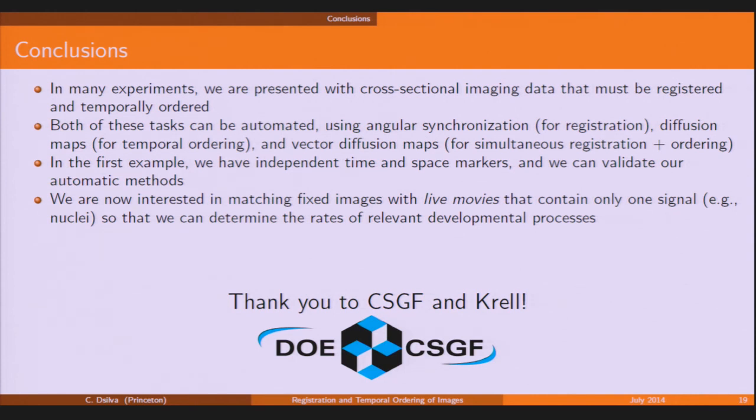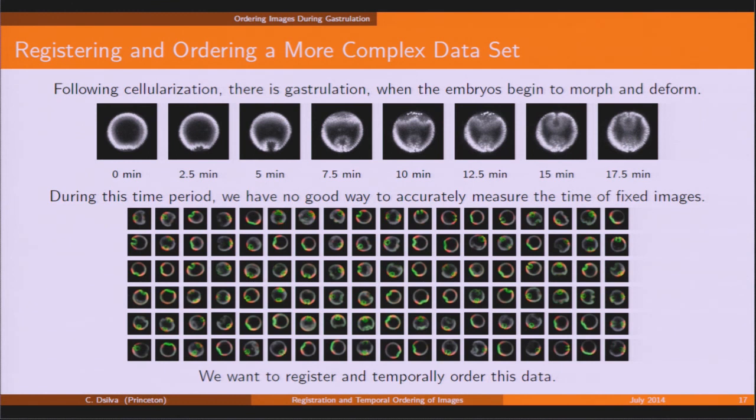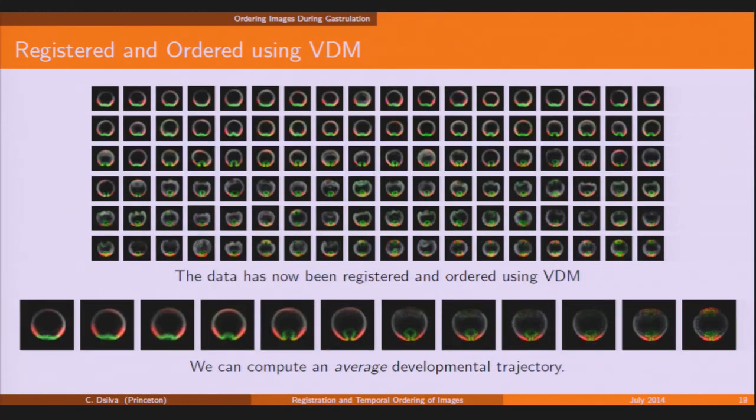And so right now, what I'm actually working on is merging these pictures with live movies. So although in these, you cannot measure the green and the red in live movies, you can actually measure the gray. That's how I got the pictures here. And so we're interested in sort of merging the two so that we can not only order the data, but actually get a good time for each of the images. And then we can look at not only the developmental trajectory, but also the kinetics of processes.